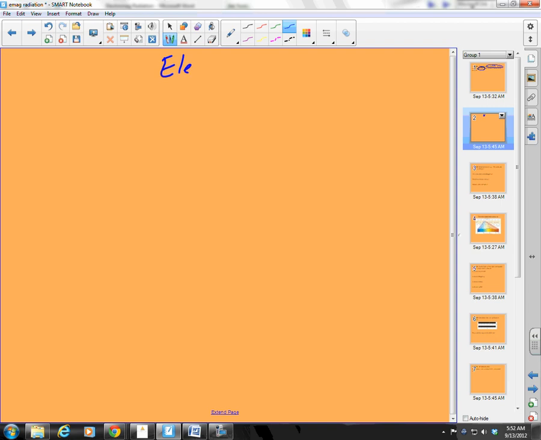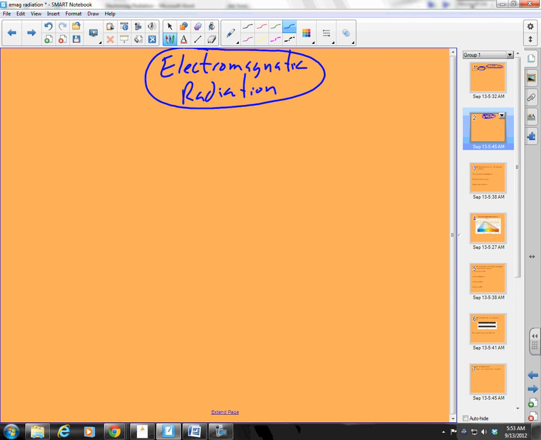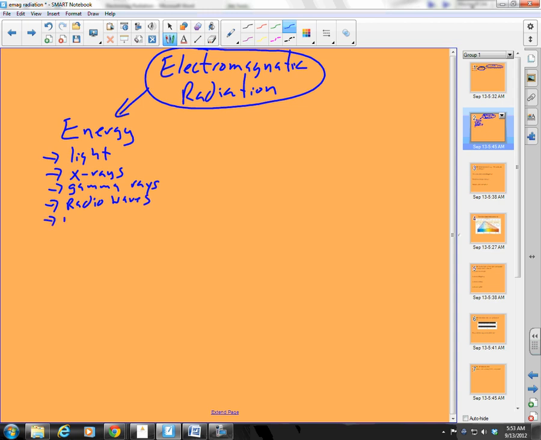What is electromagnetic radiation? Wow, radiation. These polysyllabic words really challenge my spelling, don't they? Electromagnetic radiation. Well, to put it simply, electromagnetic radiation is a form of energy. That's all it is, really. You know it in terms of stuff like light, X-rays, gamma rays, radio waves, microwaves. All of these are forms of electromagnetic radiation, which is really nothing but a form of energy.